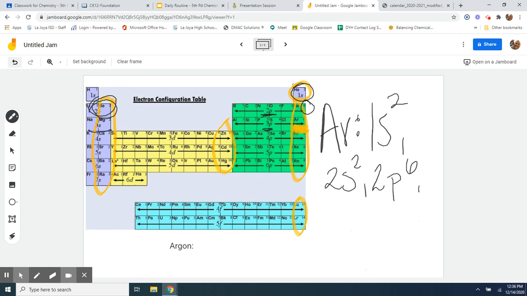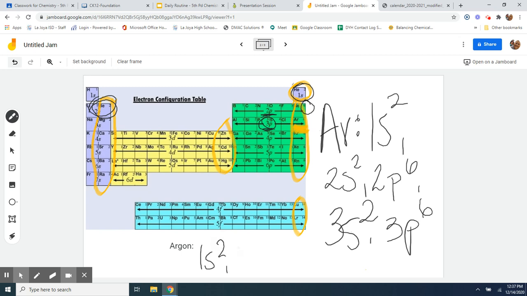And now we're here in energy level 3. What's my first orbital? I know I'm in energy level 3, but what letter is the first orbital? 3s, 2 electrons in there, and then we have 3p6. Oh my God, my handwriting is horrible today. So this would be the electron configuration for argon.